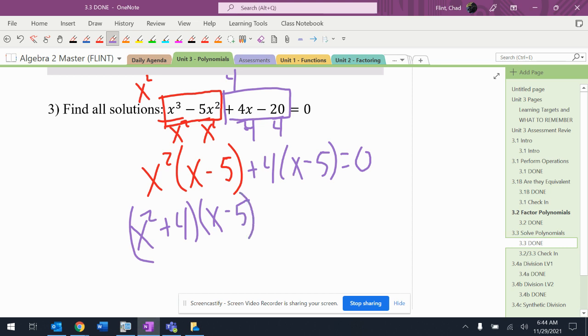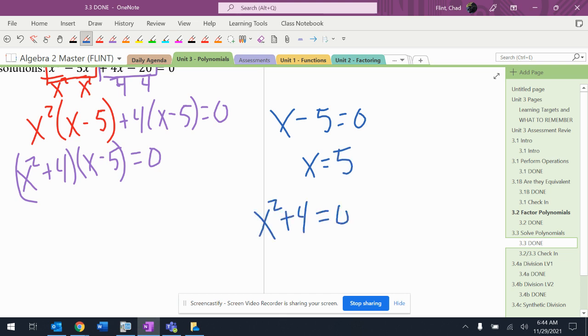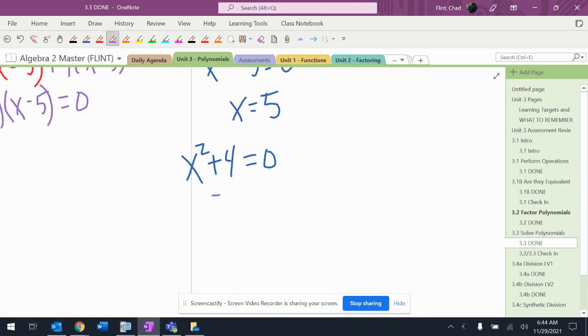And usually I write those the other way, but it doesn't matter. All right, now here is where this will take a slight turn from what we had happen before. The x minus 5, set it equal to 0, and I get 5, which is what you would expect. All right, but then the x squared plus 4 equals 0. There's no shortcut way to do this. You have to go through and actually solve this, and you're going to get x squared equals negative 4.